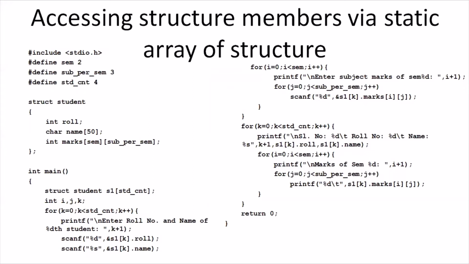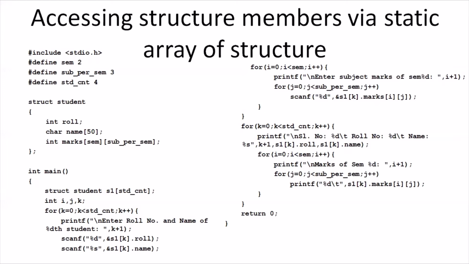Once the array has been created, we can access the individual cells of the array using a normal loop, just like we do in case of a normal array. So if we have an integer array, say int arr[100], we can access the ith cell of the array by writing a[i]. Similarly, here we can access the individual cell of the array of structures by writing s1[k]. Now, once we reach the kth cell of the array, we can access the members of that particular cell, that is the roll, name, and marks using the dot operator.